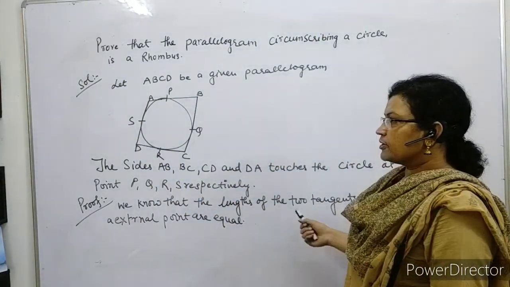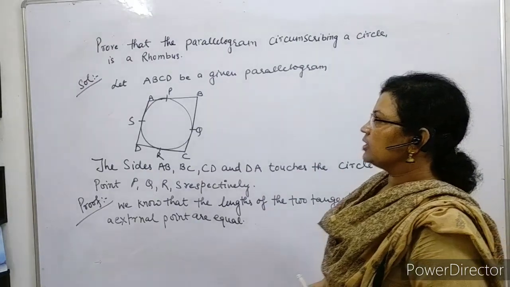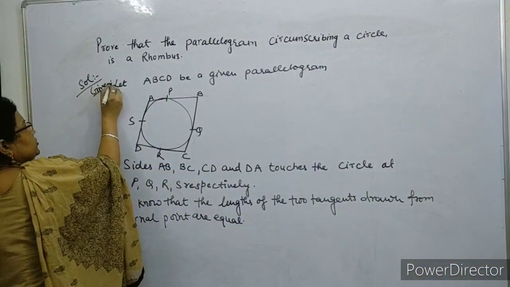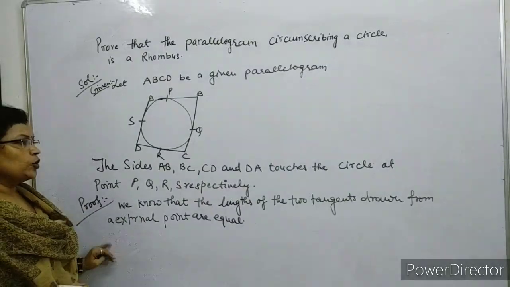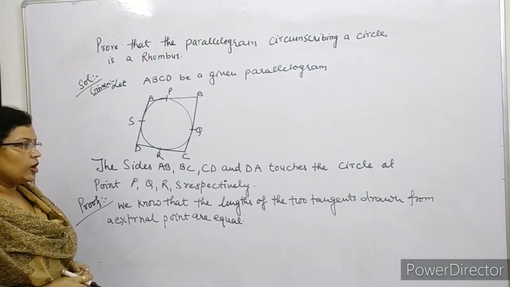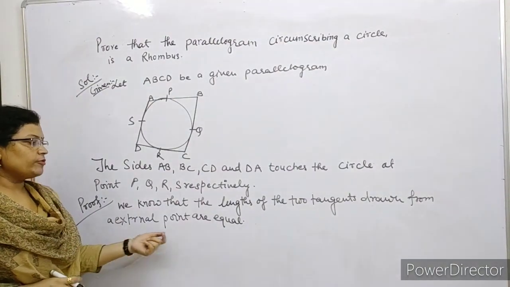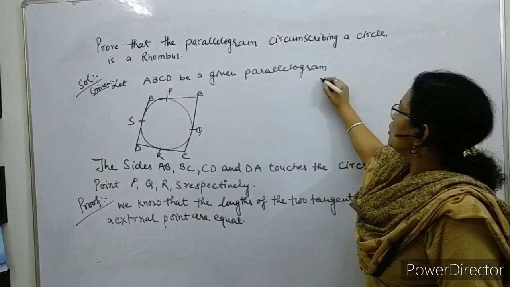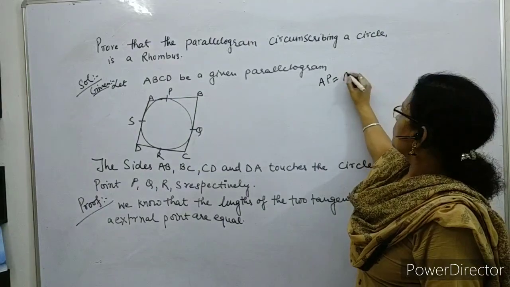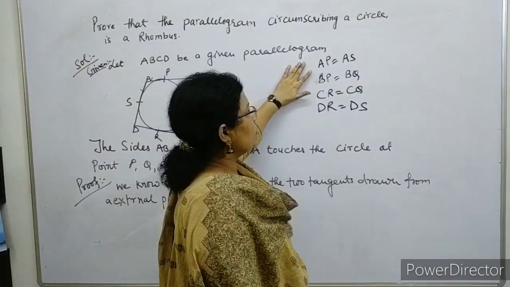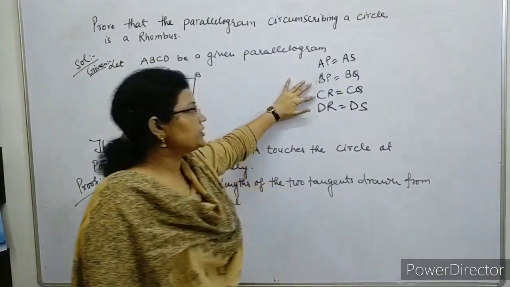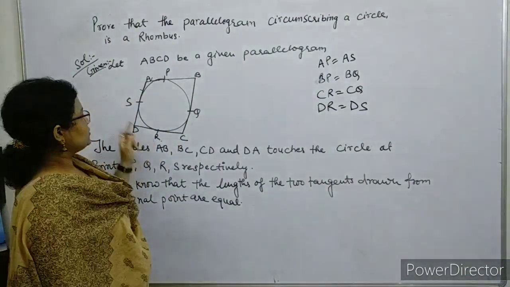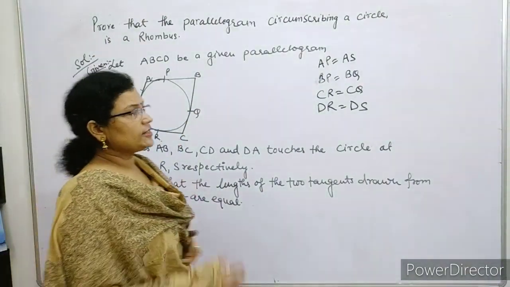Okay. So after that, in the proof, we know that in given, we should always go by the given and the construction. And then in the proof, we know that the lengths of the two tangents drawn from an external point are equal. So here we can check it: AP equal to AS, BP equal to BQ, CR equal to CQ, and then DR is equal to DS. So these are the sides.